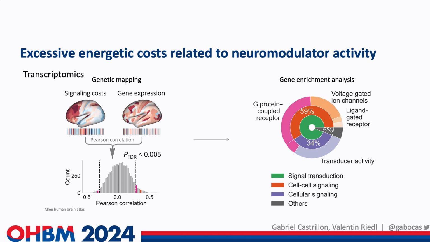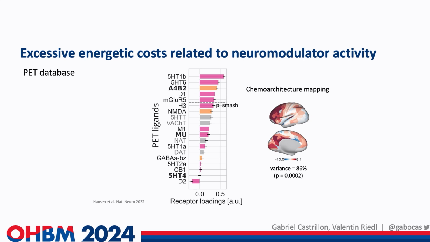However, these are transcriptomic, so in the next analysis, they used PET maps, which were made available a couple of years ago by Hansen and colleagues. 19 such maps are available, covering both receptors as well as transporters. They investigated the link between these maps and the signaling cost map. A partial least squares analysis was used, and the first latent variable across all these PET maps explained 86% of the variance in the signaling cost map.